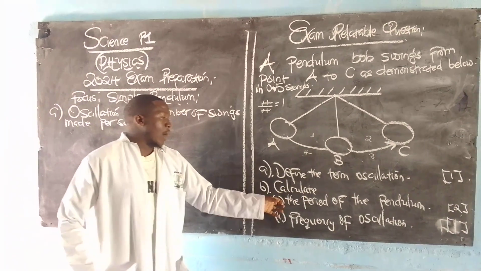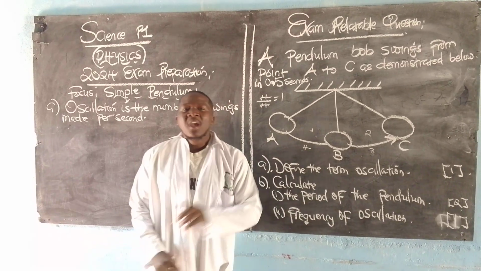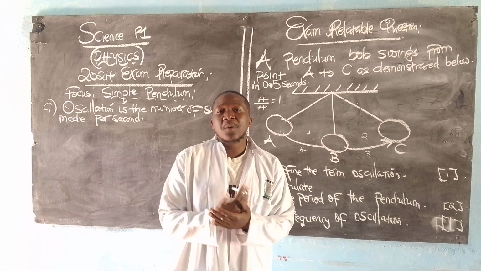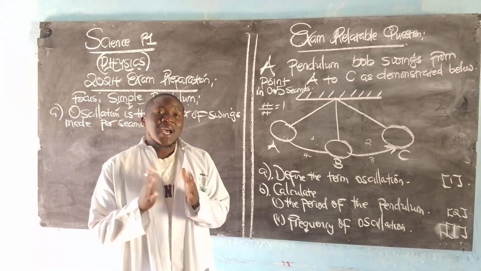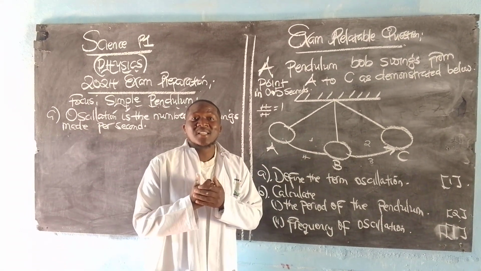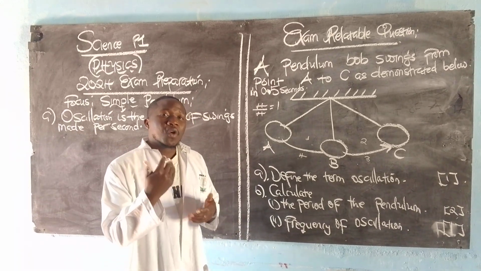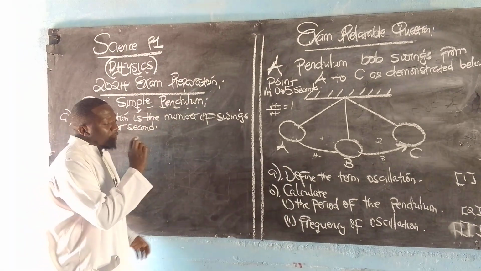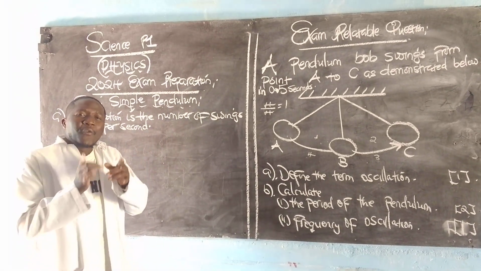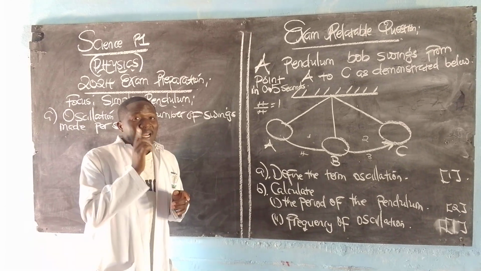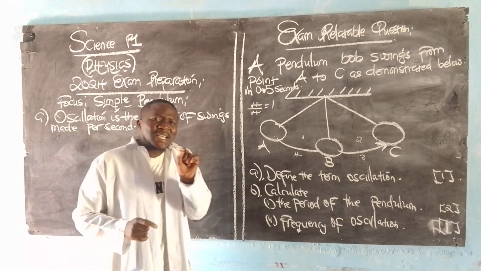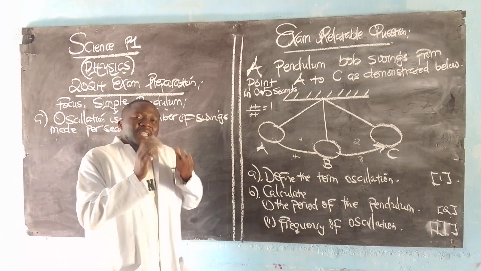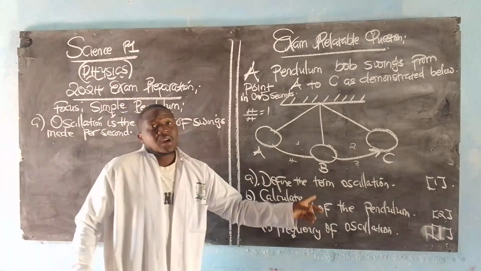B, calculate the period of the pendulum. Very important in Science Paper 1 is that you must be ready to work with correct units, and by doing that, you attract the marker's interest and showcase that you really know what you're talking about. So calculate the period of the pendulum. The period of the pendulum is the time taken for a pendulum bob to complete an oscillation, whereas an oscillation is the number of swings made per second. The time that the number of oscillations will be completed is called the period of the pendulum.